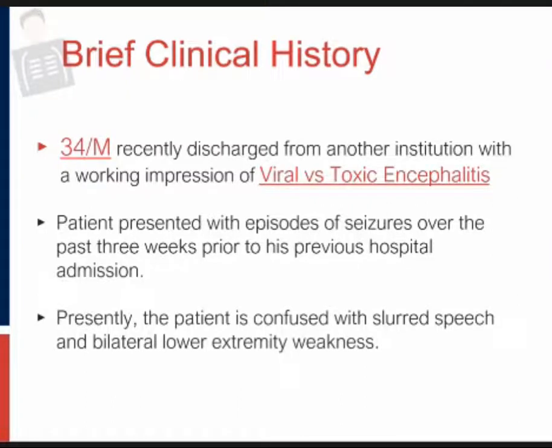So going over a brief clinical history of our patient. The patient is a 34-year-old male recently discharged from another institution with a working impression of viral versus toxic encephalitis. The patient presented with episodes of seizures over the past 3 weeks prior to his previous hospital admission. Presently in our institution, the patient is confused with slurred speech and presents with bilateral lower extremity weakness.